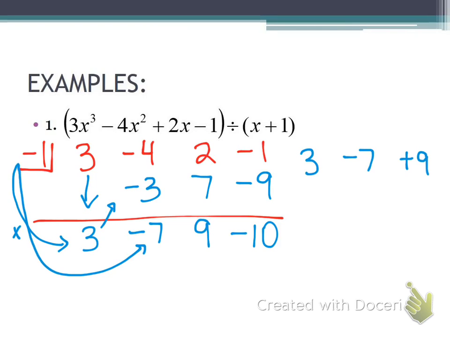Our variables drop one exponent from what they were in the beginning. So instead of starting with an x cubed, we're going to start with x squared and then decrease from there. So then just x and then a +9. Kind of like when you did long division back in third grade, whenever you did that. When you had something left over, what did you usually call it? A remainder. So here our remainder is -10.